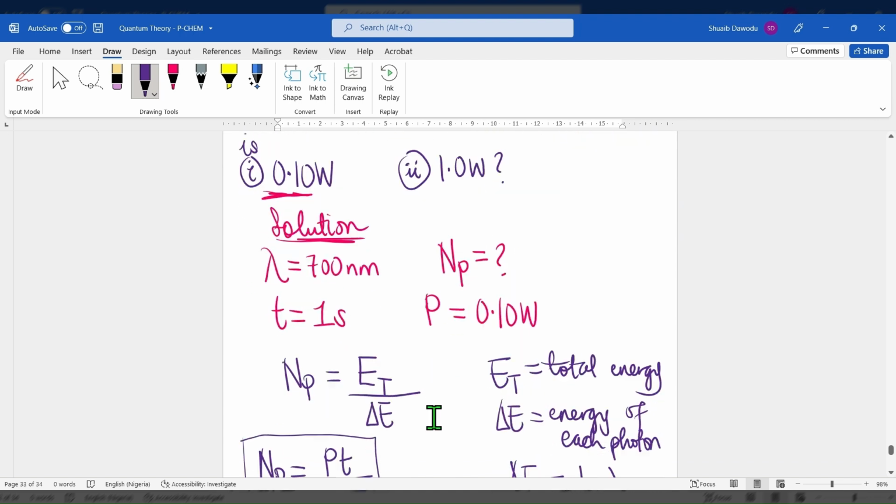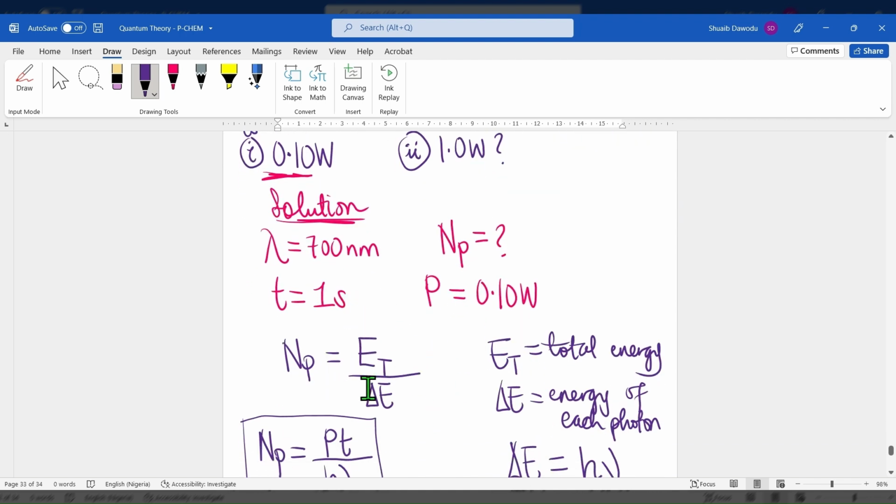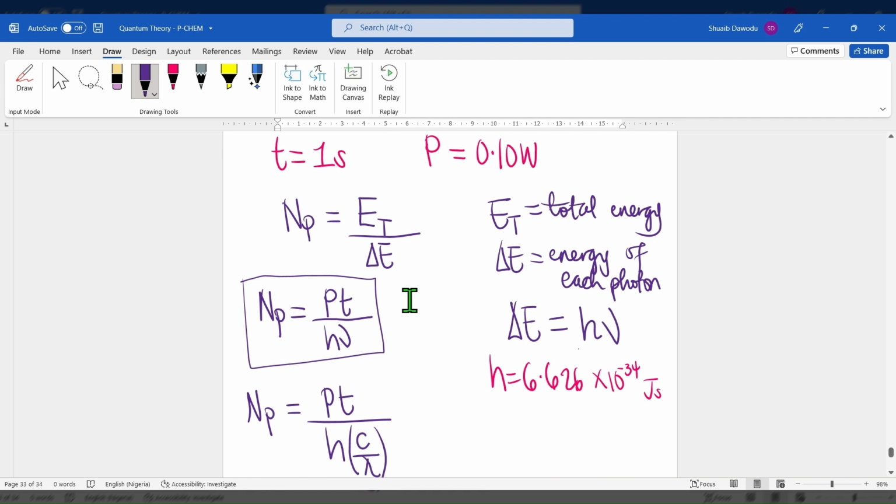In order for us to determine the number of something, we have to use the total quantity of something divided by the value of each individual quantity. That's how you know the total energy, in this case, divided by the energy of each photon would give us the number of photons. When you do that, the total energy is just simply power times time. The energy of each photon is Planck's constant times frequency.